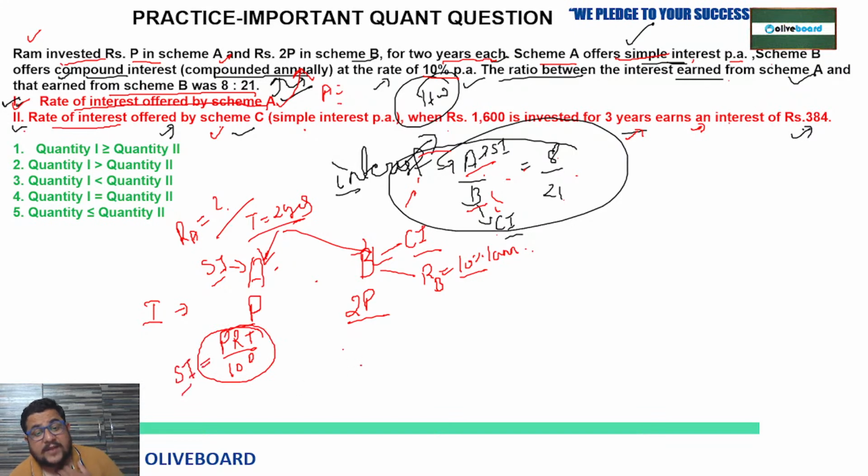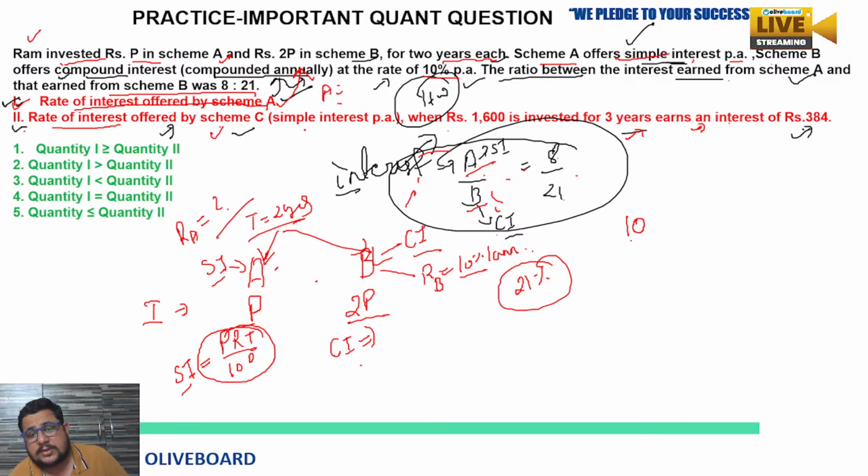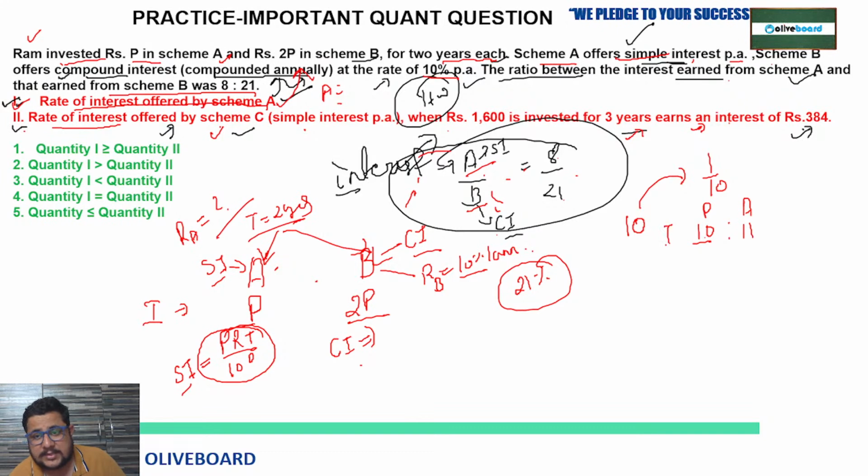Now if I talk about compound interest, directly you can calculate 10% per annum. So in 2 years, 21%. How much? 21%. How will you calculate? Just see. 10% in fraction form is 1 upon 10. So this 10 is going to be principal, 10 plus 1 is going to be the amount. So the principal to amount ratio for the first year is going to be 10:11. This is for the first year.